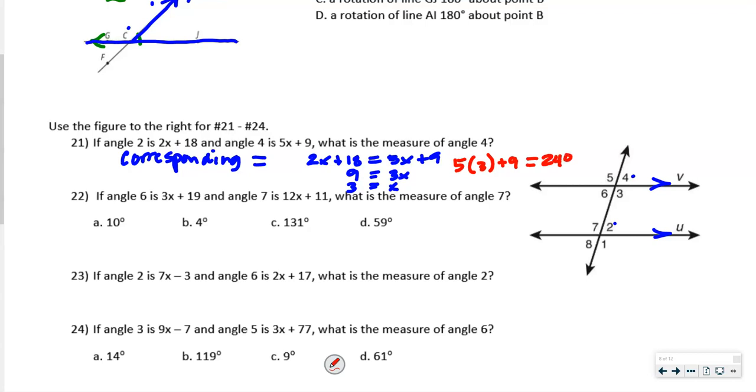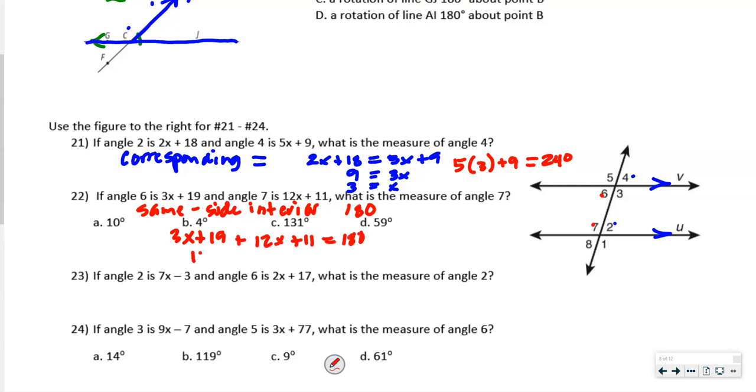So the next one says if angle 6 is 3x plus 19 and angle 7, 6 and 7. Now notice these are not the same shape. One's acute, one's obtuse. So these are same side interior angles. So I'm going to write same side interior. And these are supplementary, okay? So I'm going to write 180, okay? So when I add these two angles together, the 3x plus 19 plus 12x plus 11, I'm going to set them equal to 180, okay?